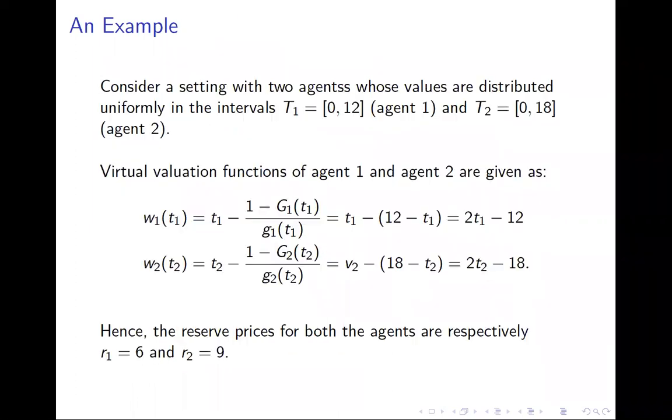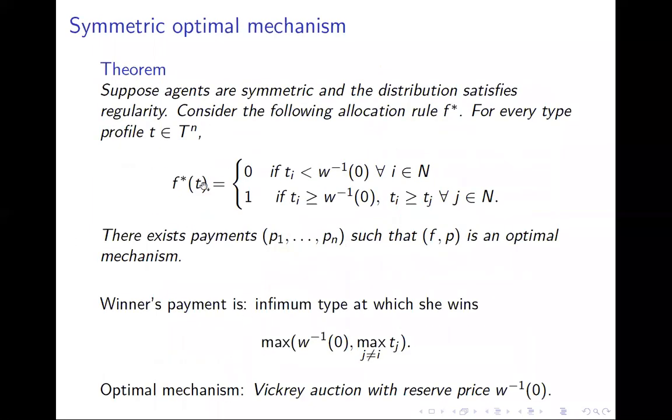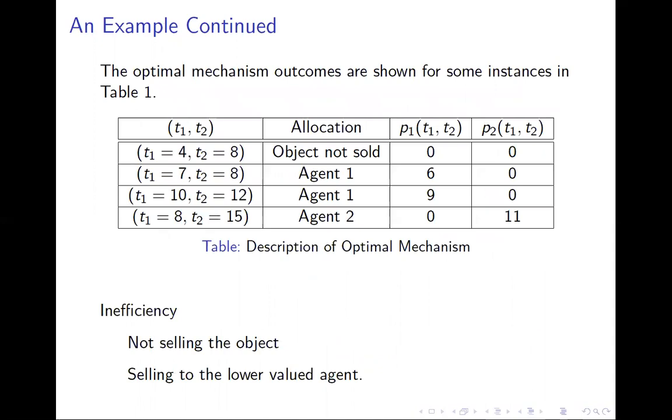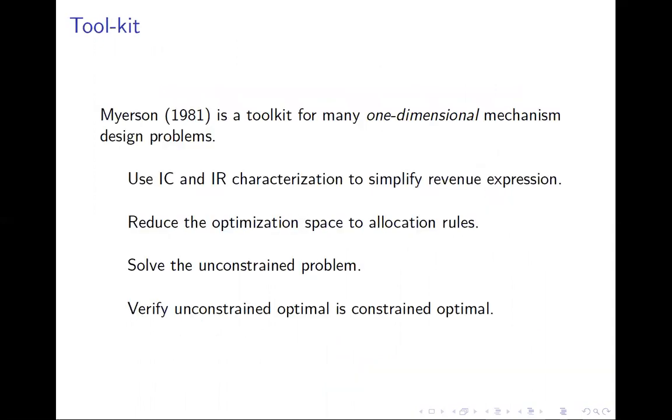In the case where the agents are symmetric, it is efficient whenever it is sold, right? Because you always award the object to the highest valued agent whenever you award the object. But still, another source of inefficiency, which is that sometimes you don't sell the object, remains even if the agents are symmetric. Okay, so that's a key thing to remember from this exercise.